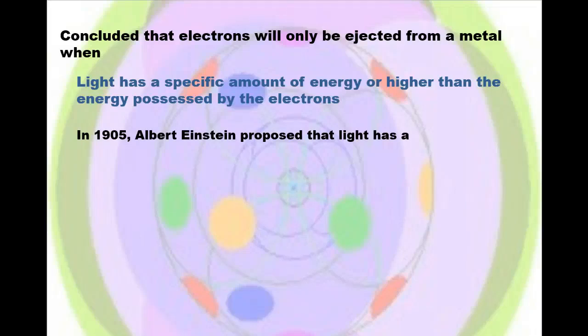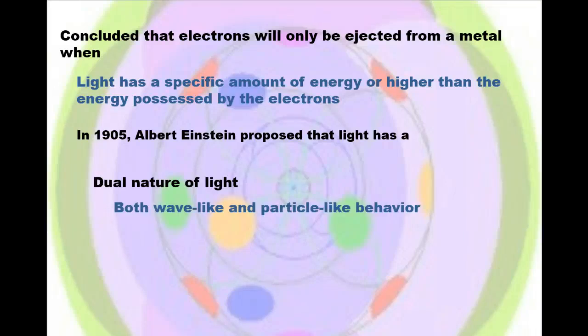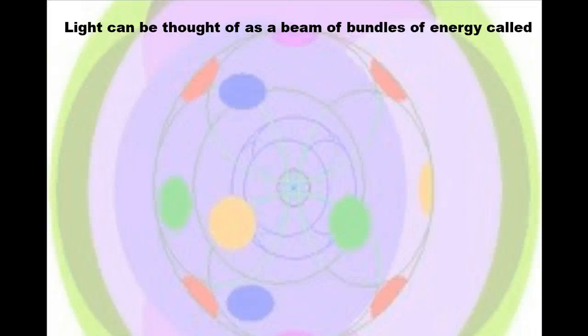In 1905, Albert Einstein proposed that light has a dual nature. What that means is that light is both wave-like, in that it travels in waves, but it also has particle-like behavior. And that was astonishing to be said at that time, because light is energy, and energy isn't made up of particles. But Einstein proposed that light has this dual nature, both wave-like and particle-like behavior. So what he said is that light can be thought of as a beam of bundles of energy called photons.